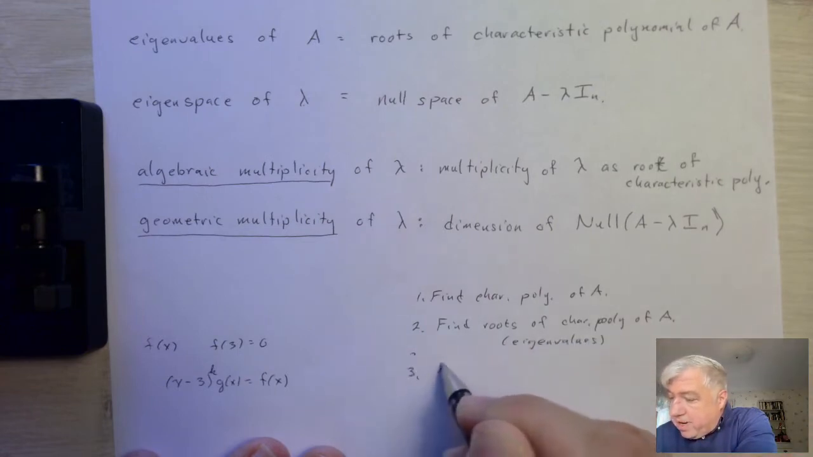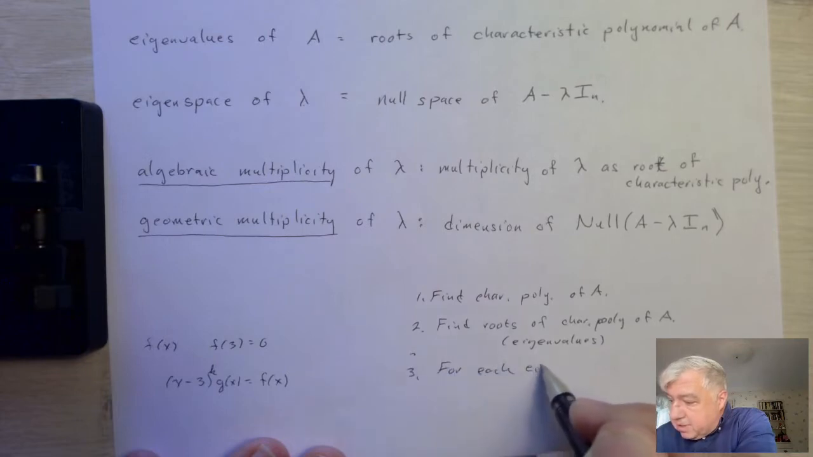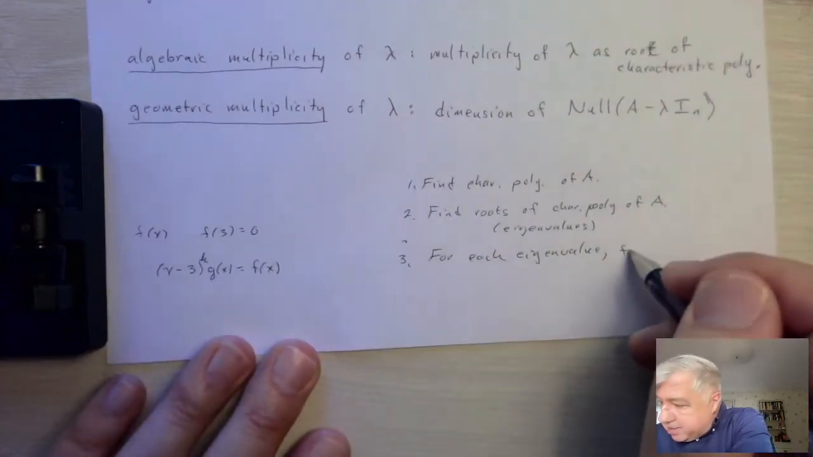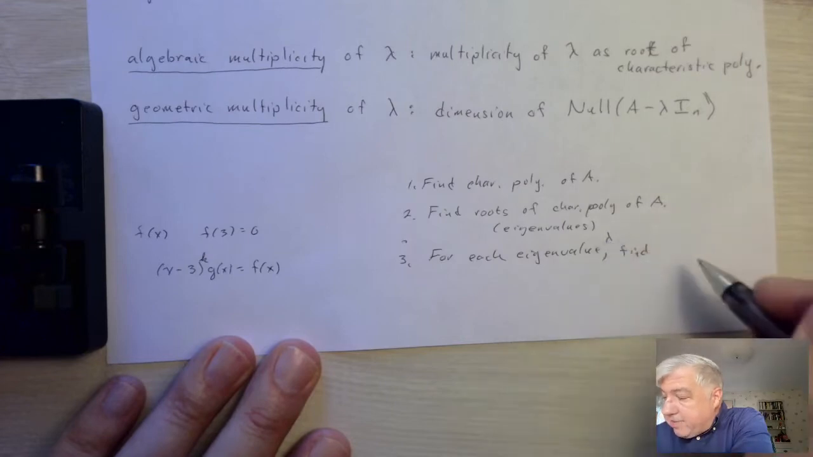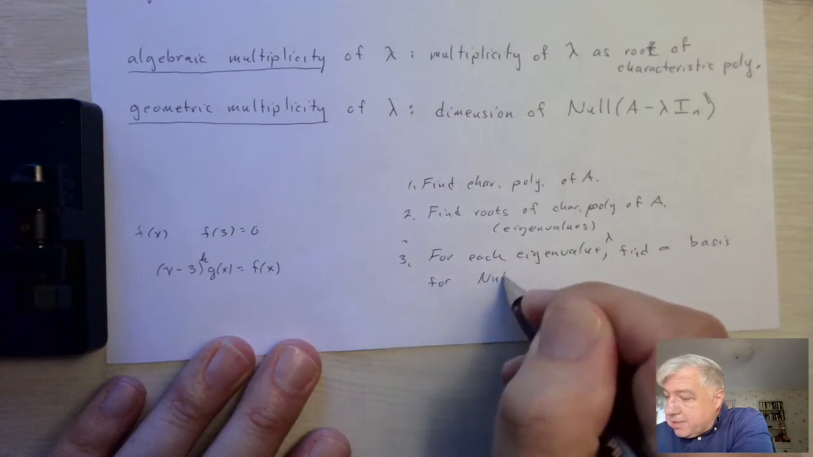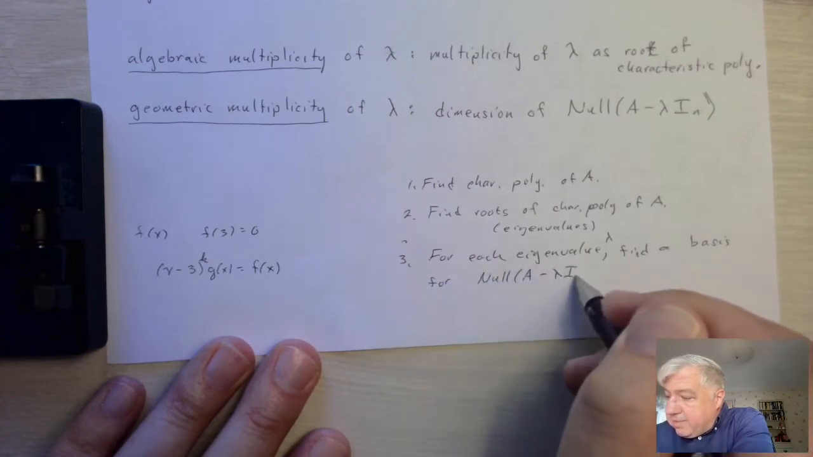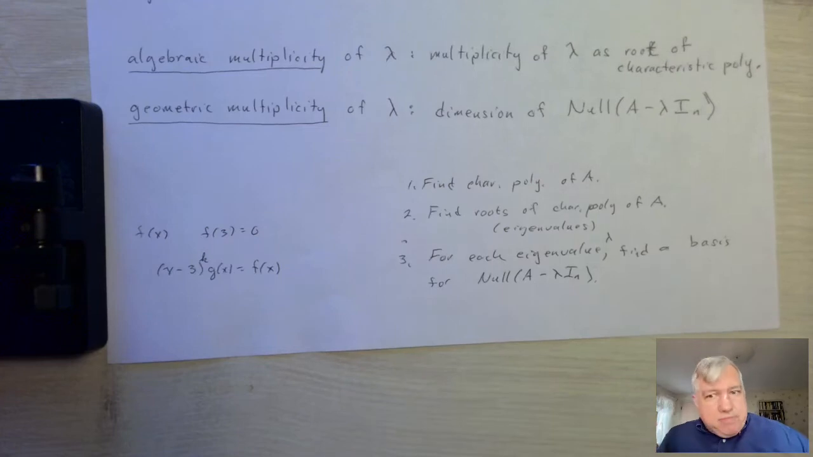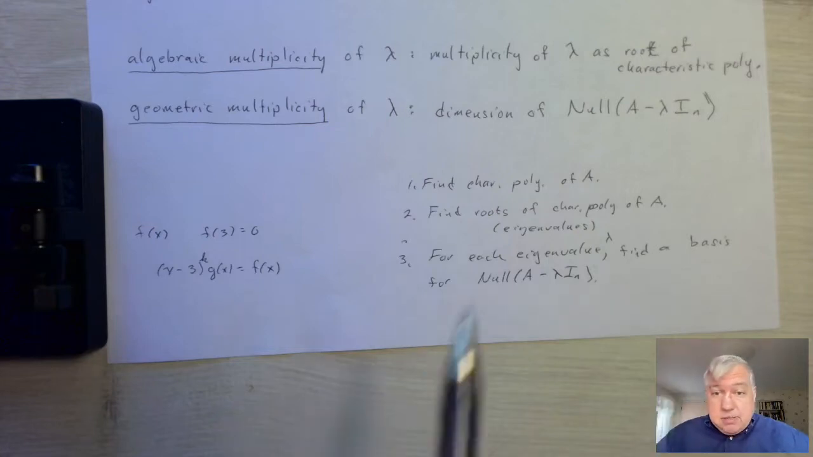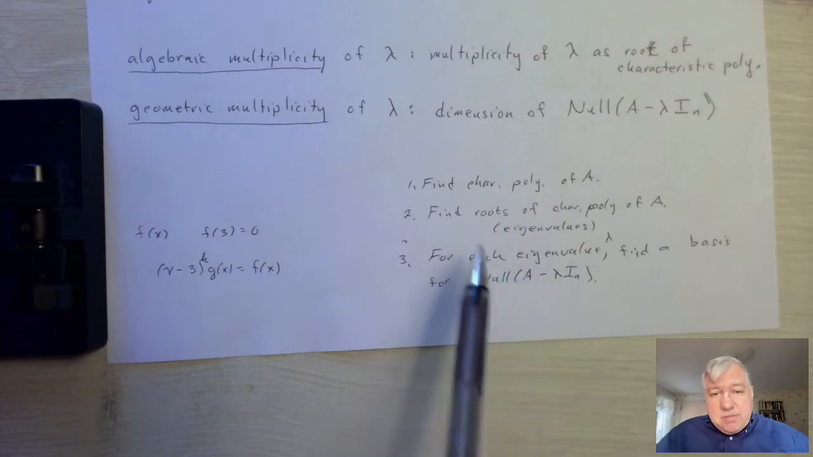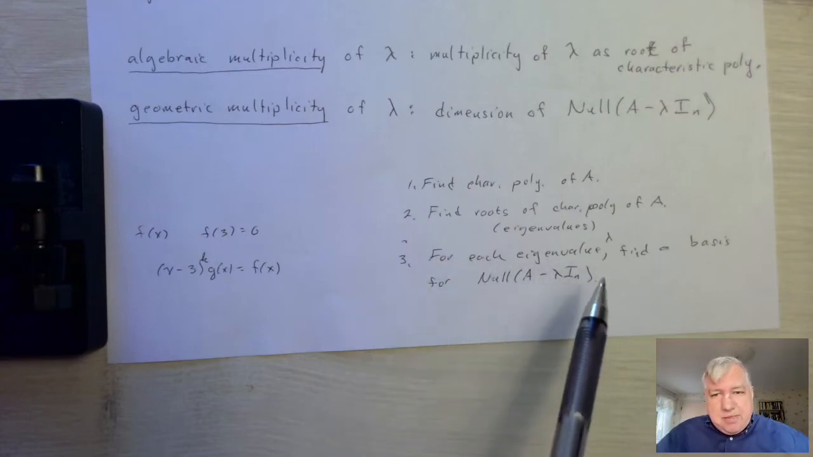And then for each eigenvalue, find a basis. For each eigenvalue lambda, find a basis for the null space of A minus lambda I_n. But this stuff we've done before, because we know how to find the null space of a matrix, or at least we should. And in fact, once we find these, because lambda is an eigenvalue, this step might not be as difficult as you think.